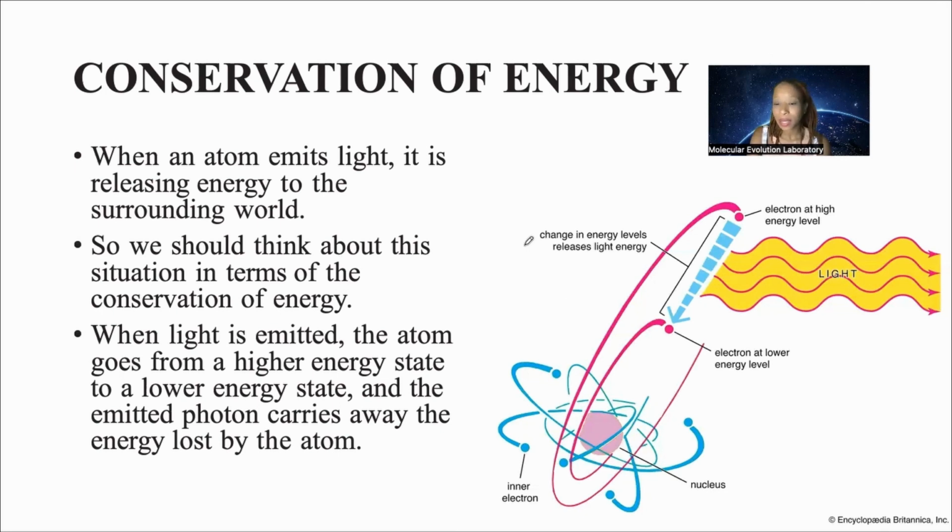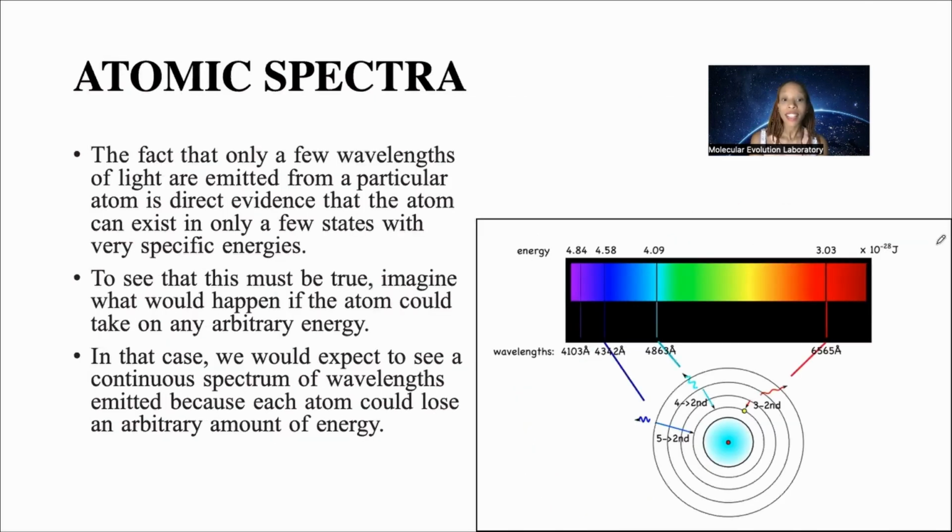So here we can see the electron at its high energy state. When interacting with light, it transforms to a lower energy state. And when there is a change in energy level, this causes the release of light. The fact that only a few wavelengths of light are emitted from a particular atom is direct evidence that the atom can exist in only a few states with very specific energies.